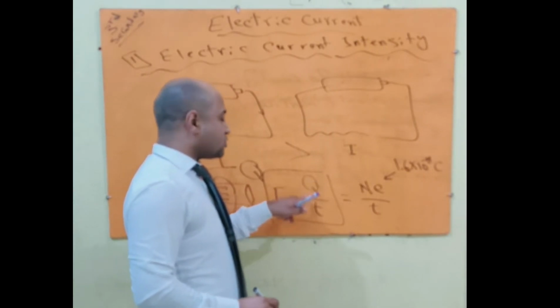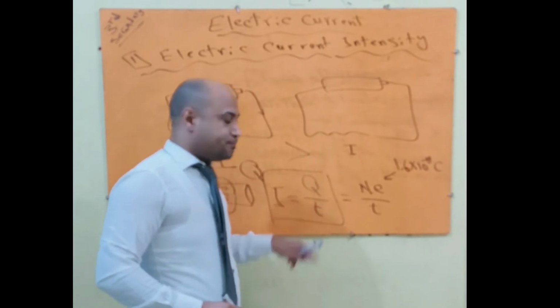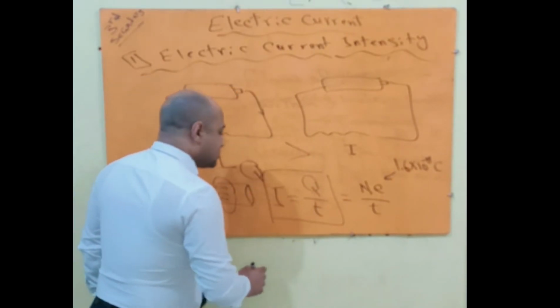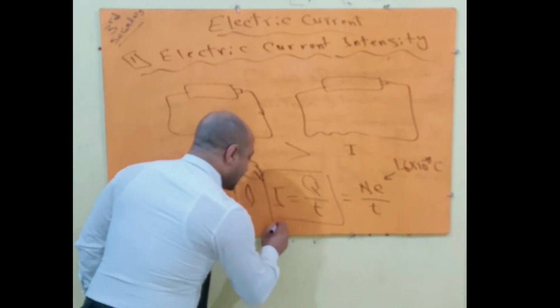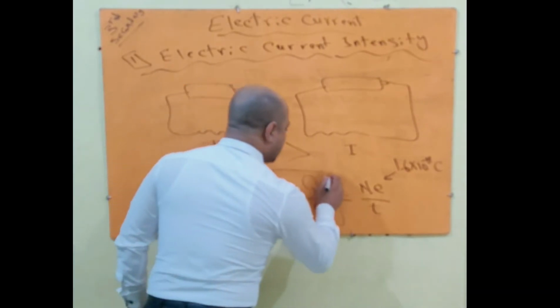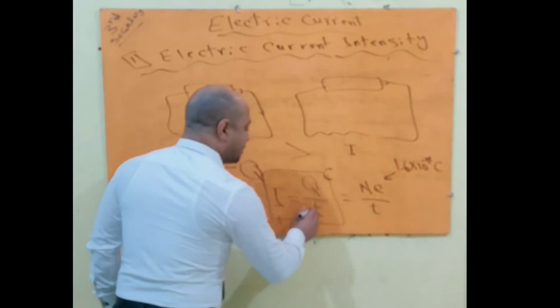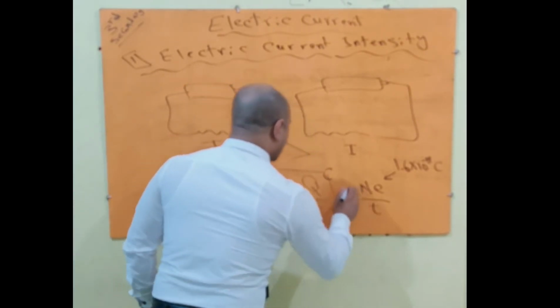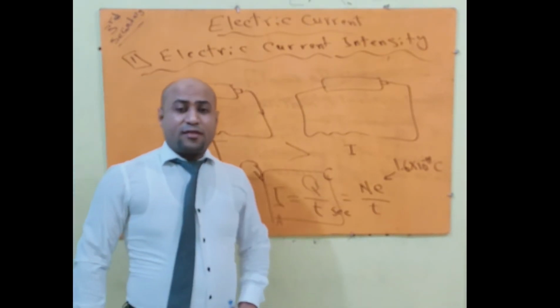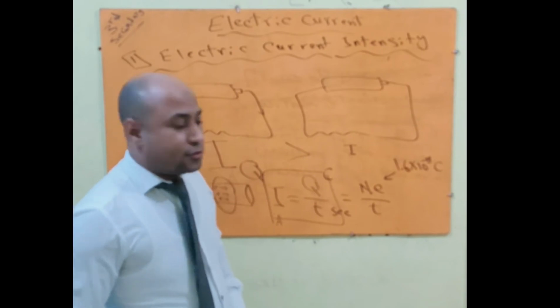Again, I is the electric current, Q is the quantity of charges, divided by time. Electric current intensity is measured by a unit called ampere, quantity of charges is measured by a unit called coulomb, and time is measured by second.